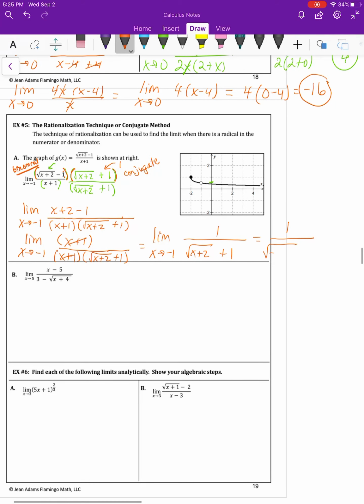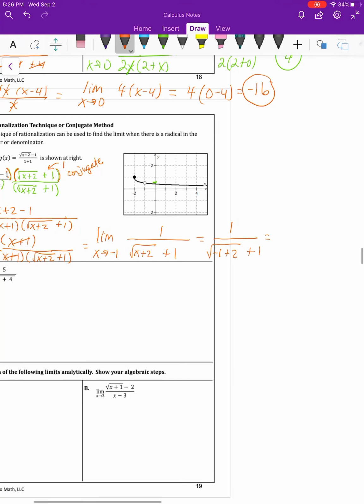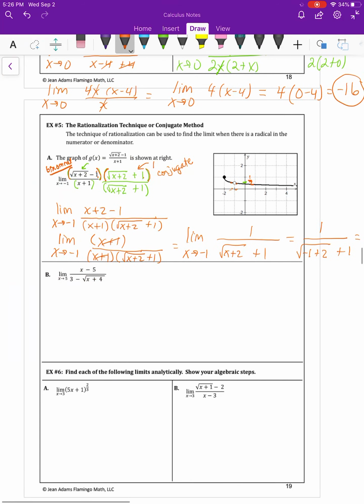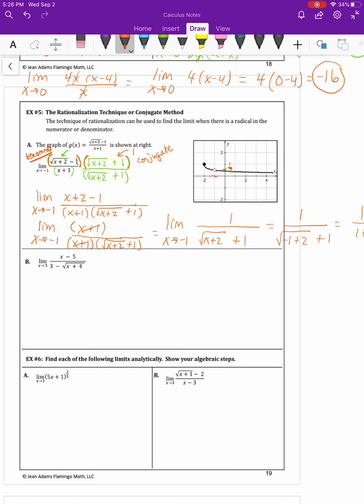I can put my -1 in for x. And that gives me the square root of 1, which is 1. So 1 over 1 plus 1, that gives me my 1/2. So it kind of looked like that was 1/2, but we didn't know for sure. But it was 1/2. And so I'm approaching 1/2 from the left, I'm approaching 1/2 from the right as I approach -1, so my limit is 1/2.